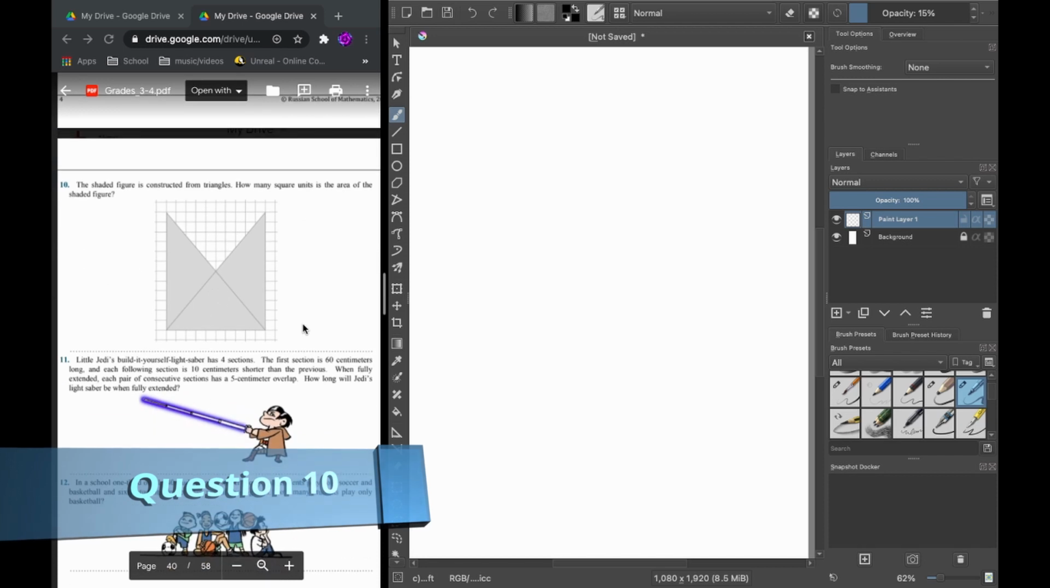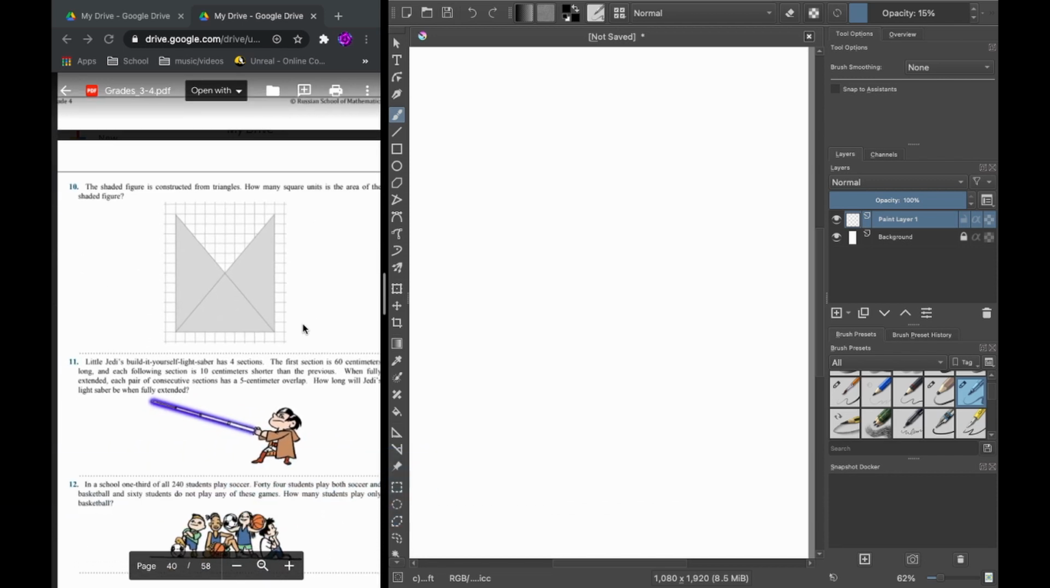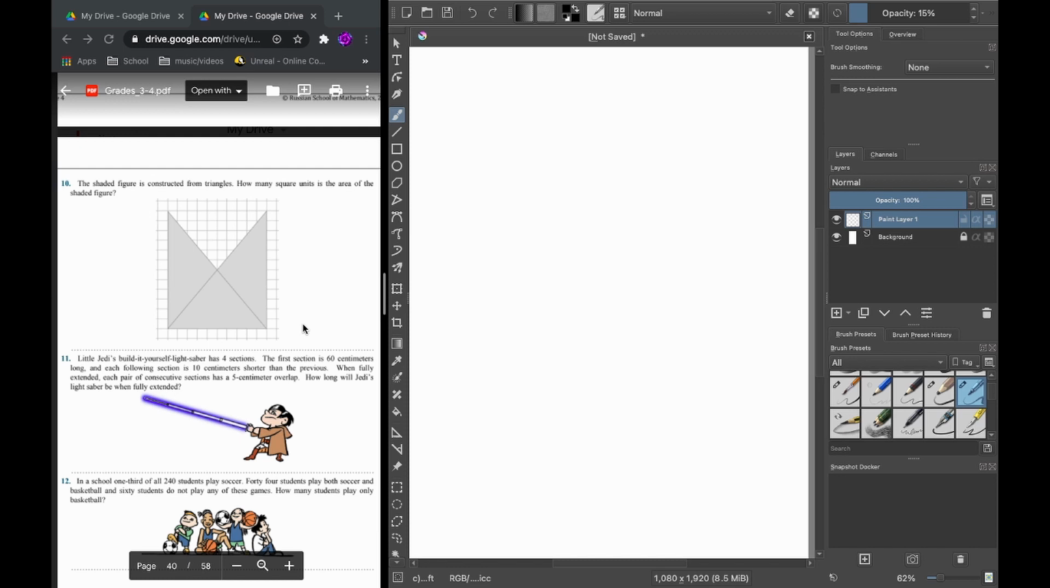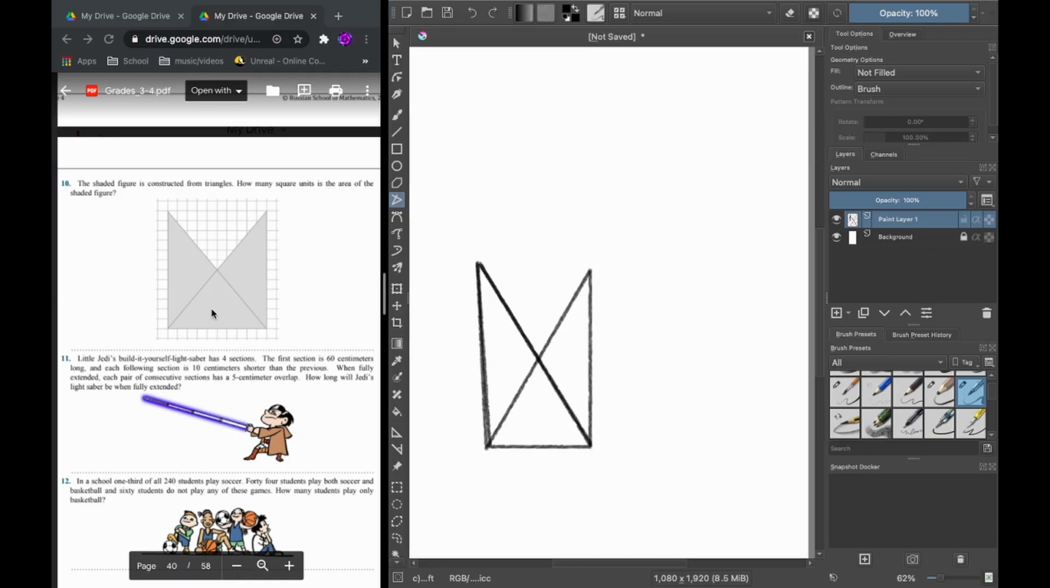Moving on to question number 10. The shaded figure is constructed from triangles. How many square units is the area of the shaded figure? Okay, so this is the figure. So we know when you count the squares, this side would be 10, and this side would be 12. And so the area, if this were to be one whole rectangle, would be 120.